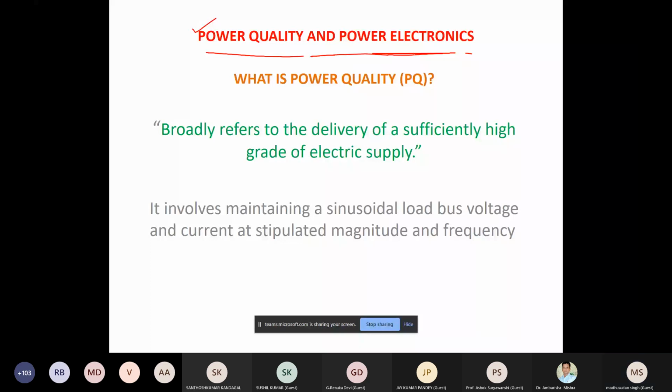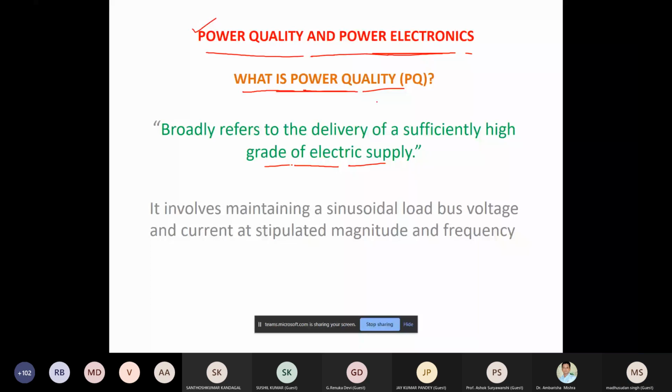I mean, how you can ensure that harmonics, etc., are not a problem to utility people. So broadly, when we say power quality, we broadly refer to the delivery of a sufficiently high grade electricity, right? When I say high grade electricity, it is just like, you have raw water and you have distilled water, right? So you all know that most of the people drink raw water, but there are few people who demand distilled water also. Distilled water is as good as your good power quality power supply, right?